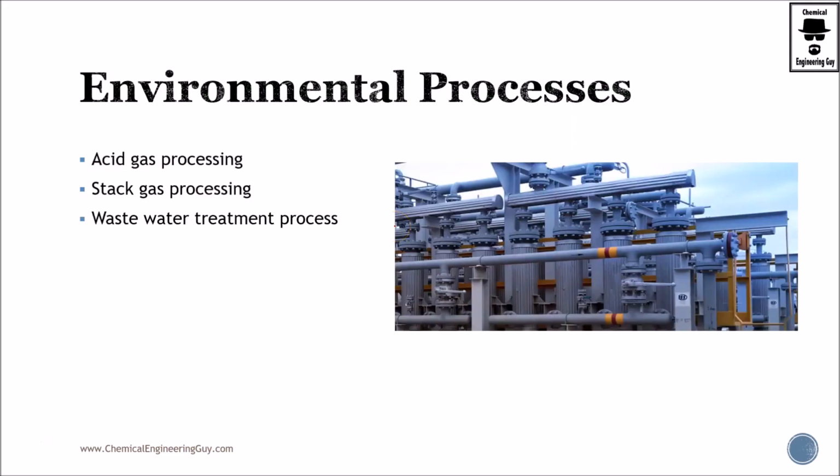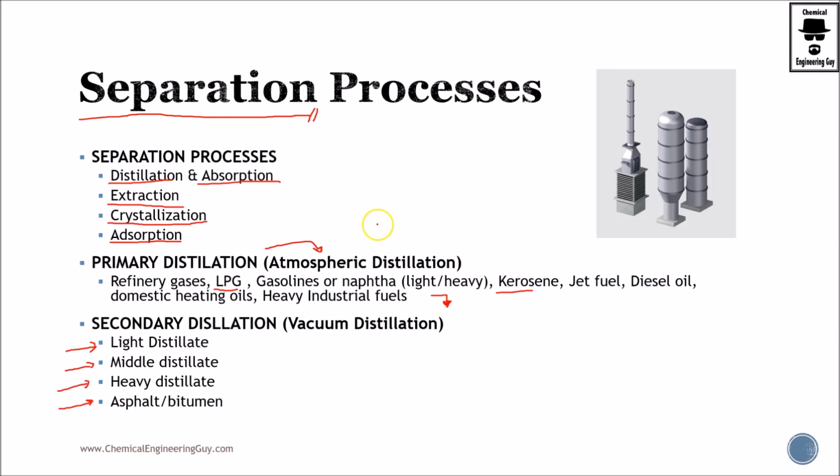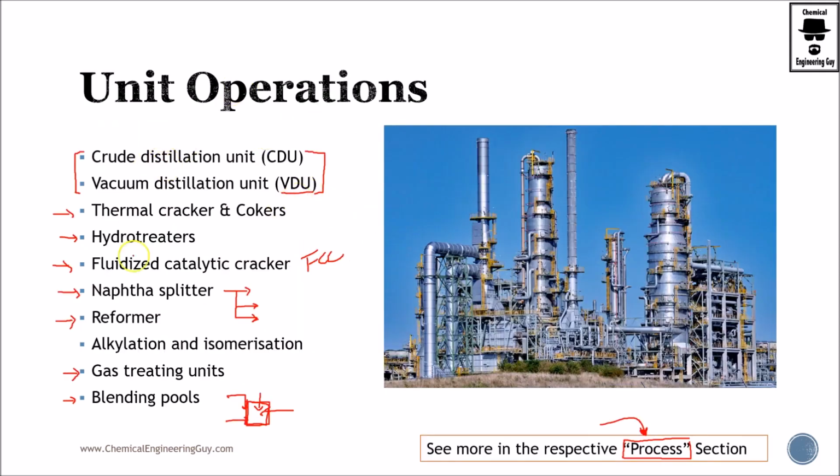Finally, environmental processes such as acid gas processing, the name implies treats acid gases. Stack gas processing, many stack gases contain CO, CO2, and so on. Those will be cleaned up in order to avoid contamination or pollution of the air, and wastewater treatment processes as well. We're going to be treating water, maybe because they are alkaline, meaning high pH values, maybe because they are acidic, low pH values, maybe because they have metallic content, heavy material, and so on. So these are the four main processes that we're going to encounter, and these are the main unit operations that we're going to see in a petroleum refinery.